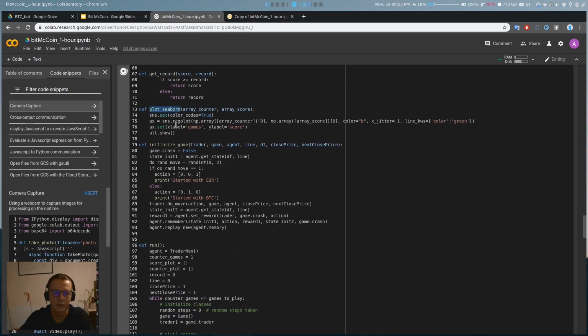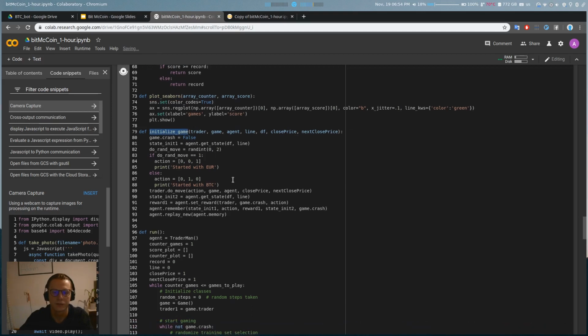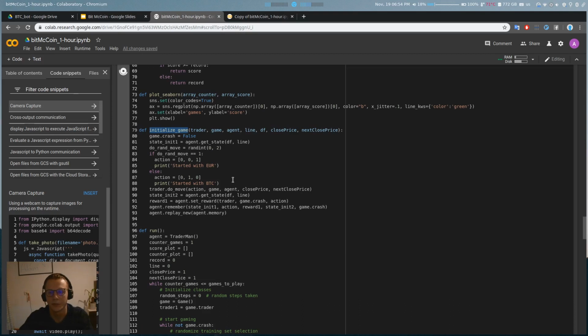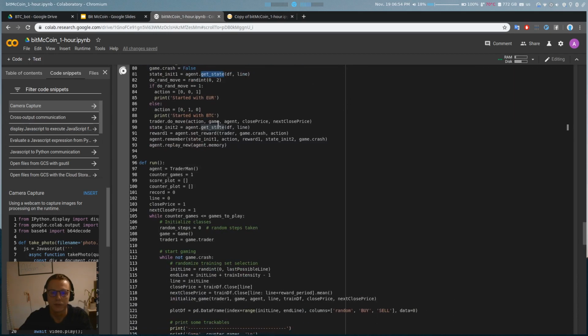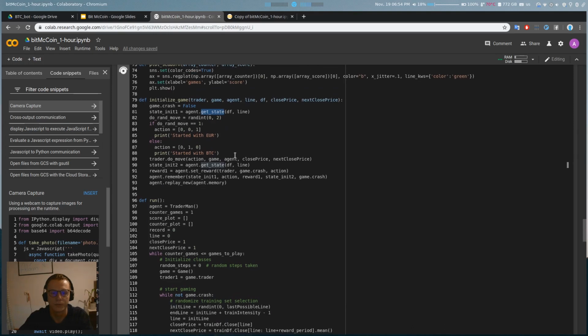Plot, standard, initialize game. This one starts the game, so the game can start at random, meaning the bot can start the trading day in either Bitcoin or in euros, and it happens here. It's just a random, and that's it. Yeah, and that just sets up the main variables and initiates the game.